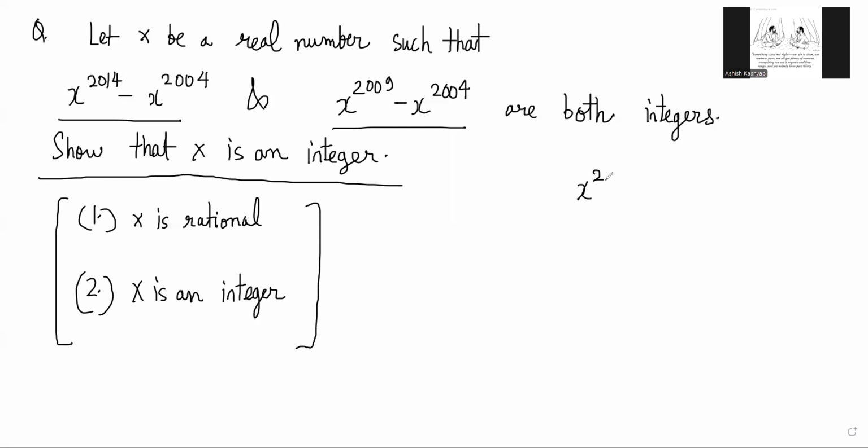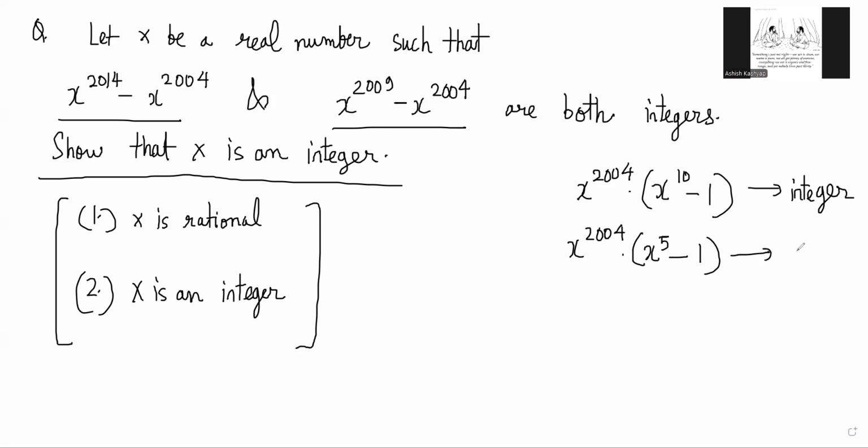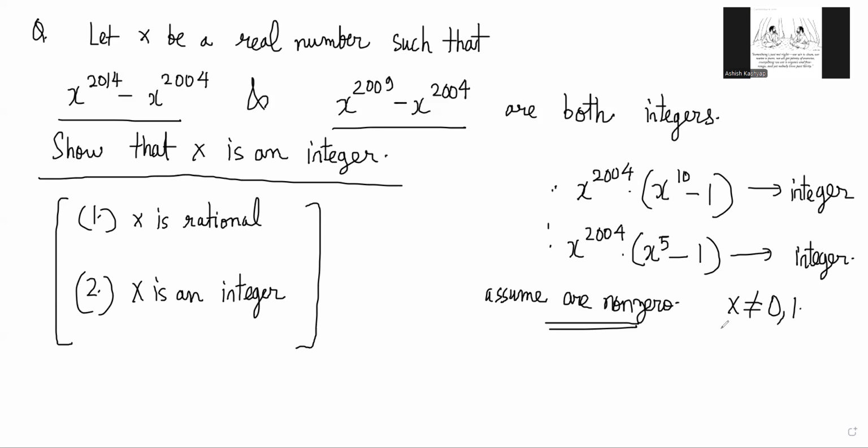If you divide the two expressions, you should get something interesting. This is an integer, and this is an integer. First of all, you cannot divide two integers unless you're sure that the integers are not equal to 0. Randomly, I cannot divide both unless I am sure that both of them are not 0. The first thing you should say is that we assume that these two integers are non-zero. If they are non-zero, x cannot be 0 or 1. That's it.